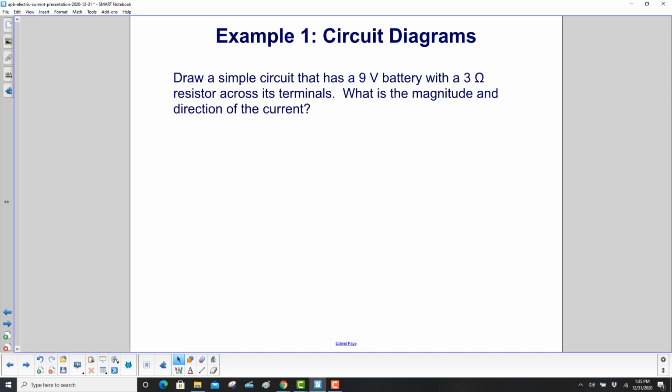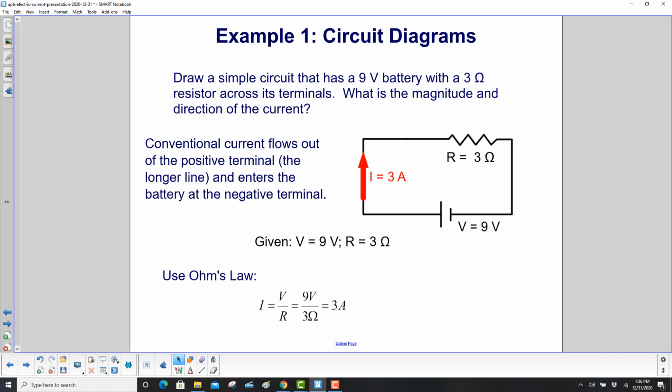Draw a simple circuit that has a 9-volt battery with a 3 ohm resistor across its terminals. What is the magnitude and direction of the current? So we'll put our battery in first here, right over here on the bottom, and then we'll connect it up with some wires to a resistor, and then come back to the other side of the battery, where this is the positive terminal, this is the negative terminal. The longer line is the positive terminal.